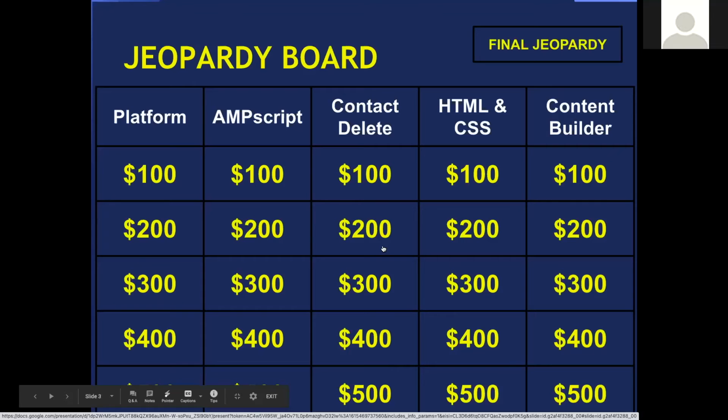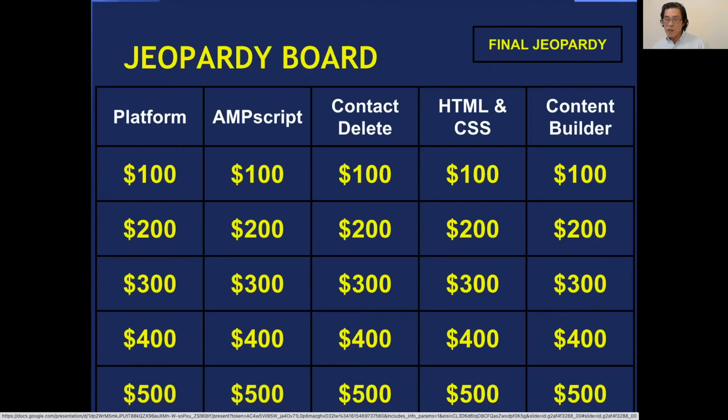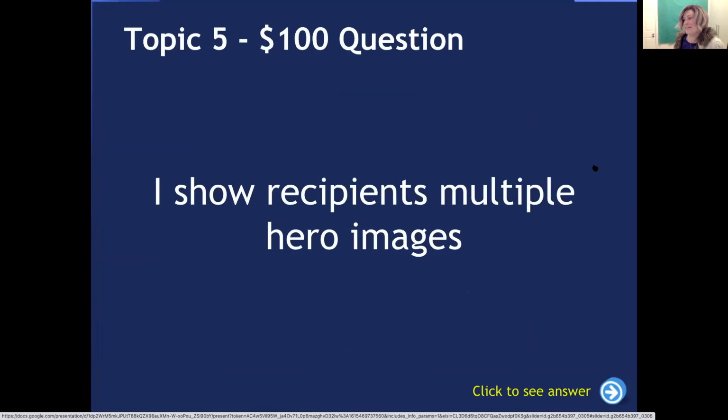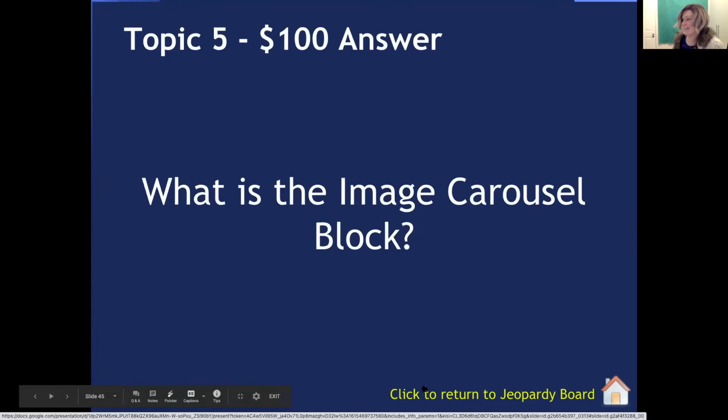Lungat? Yep. Okay, it's hard to see which ones are which, but I know which ones are available. So let us know. Content Builder 100. Yep. Okay. I show recipients multiple hero images. What am I? Carousel. Indeed, you are correct. Yes. I am the image carousel.